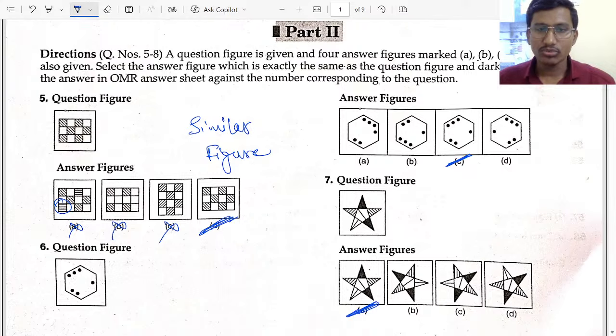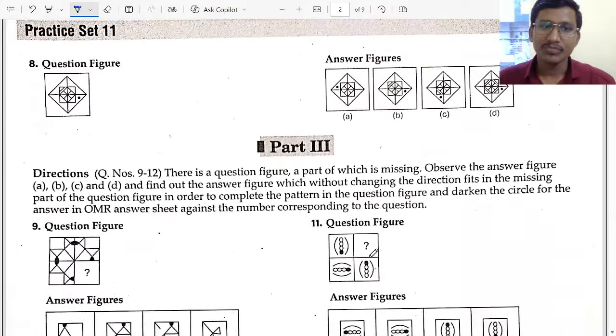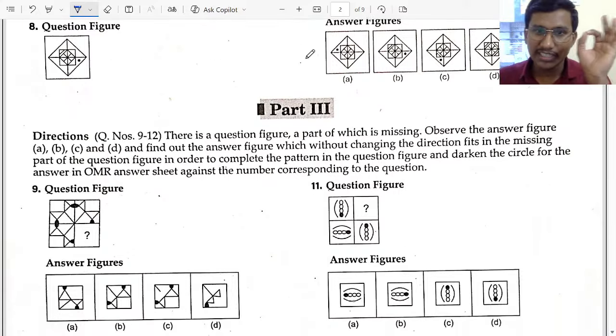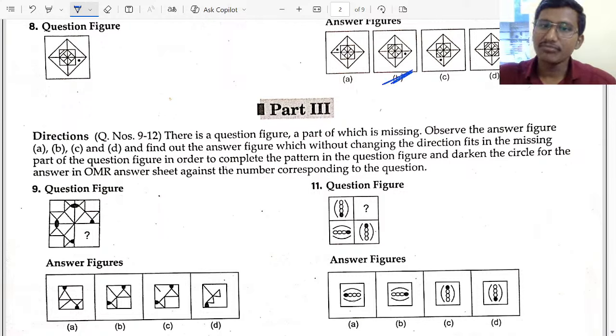Now let us do the eighth question. So for the eighth, which is the similar figure, tell me? If you see, the answer is option B. Yes, answer option B is the same figure for the eighth question. Okay, good. So now should we go to the third part?